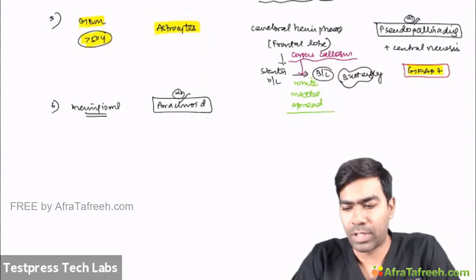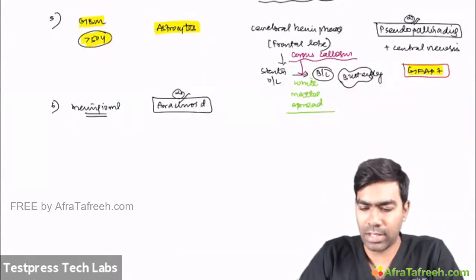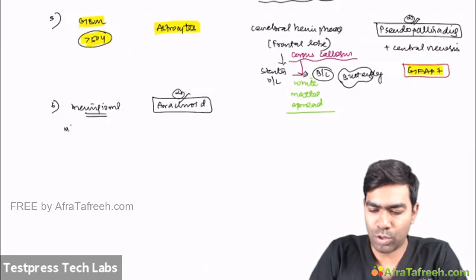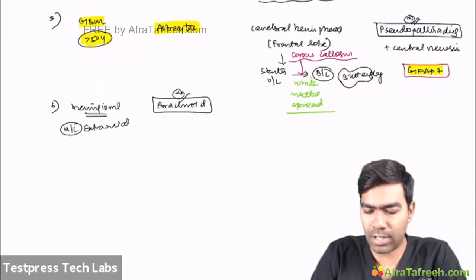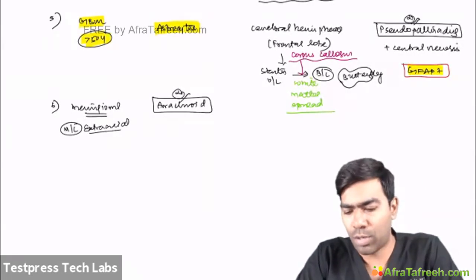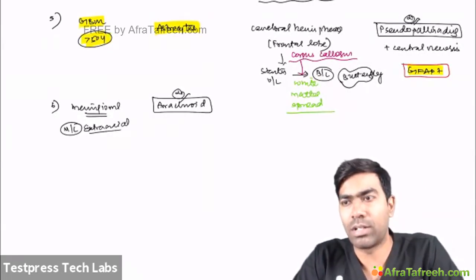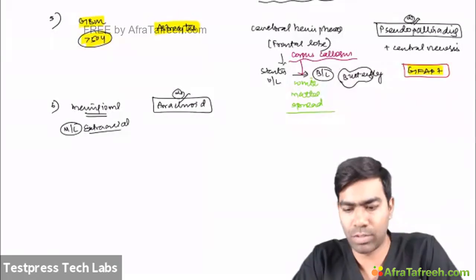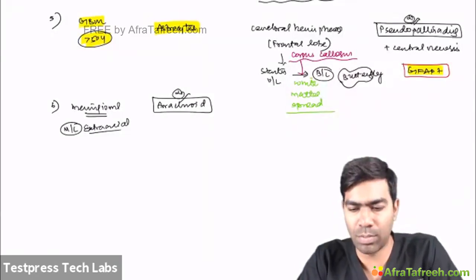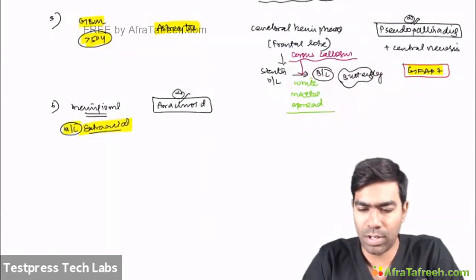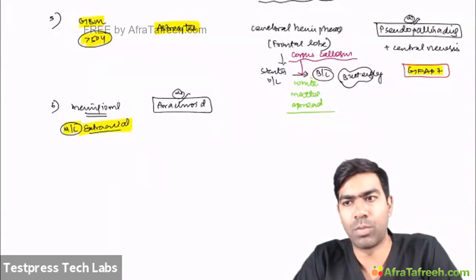And there are multiple things that you need to know about this meningioma. It's the most common extraaxial tumor. So what do you mean by extraaxial tumor? Whenever you talk about an extraaxial tumor, it means it's outside the substance of the brain. That's what we call an extraaxial tumor. The most common extraaxial tumor in adults is always meningioma.